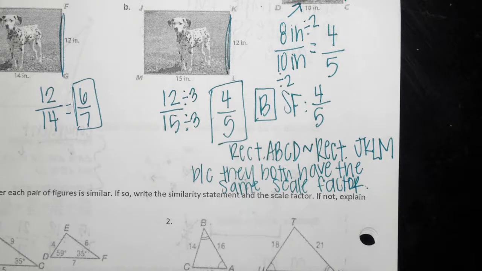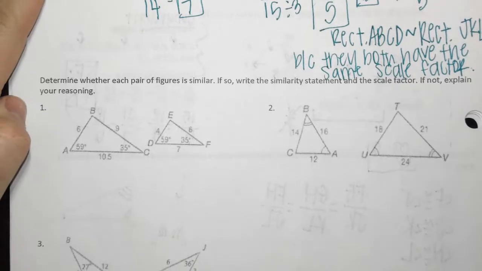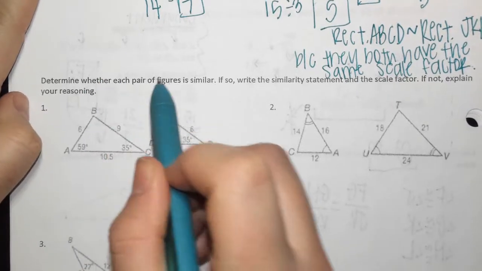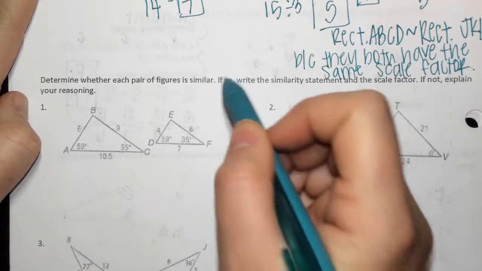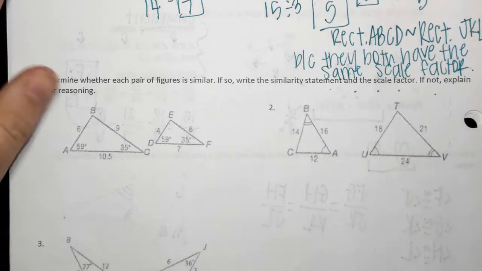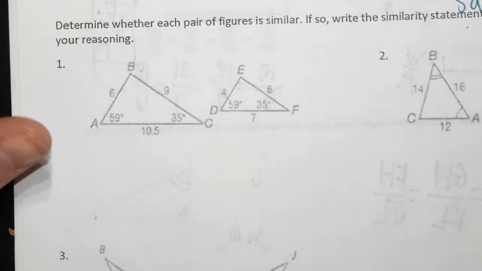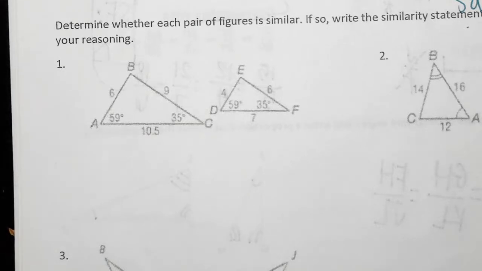Alright, let's go to practice number 1. Instructions say, determine whether each pair of figures is similar. If they are, write the similarity statement and the scale factor. Okay, so in order for these to be similar, they have to have 3 congruent angles, and 3 corresponding sets of sides that have the same scale factor.